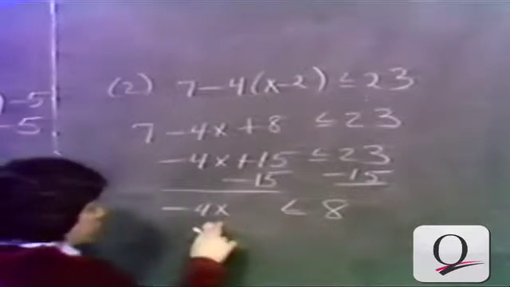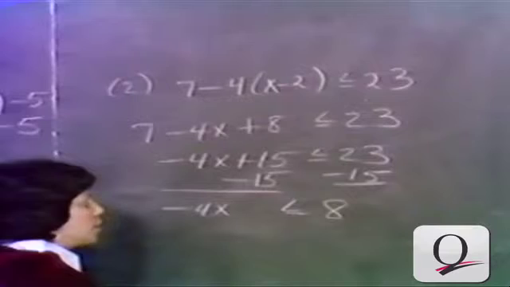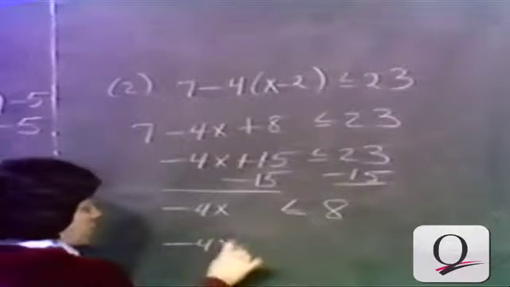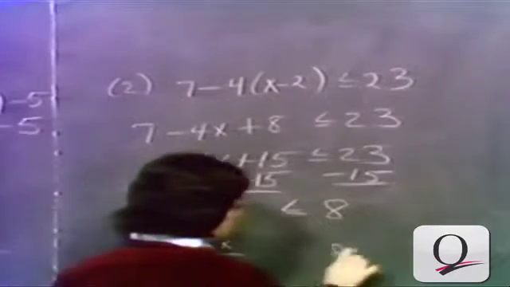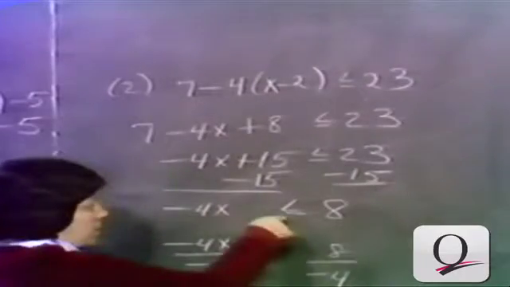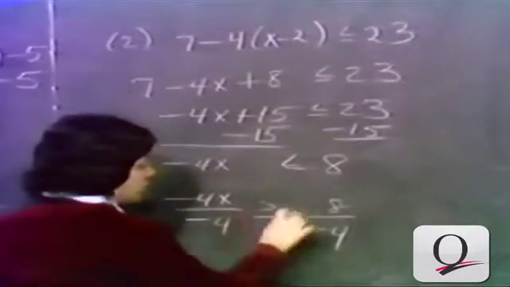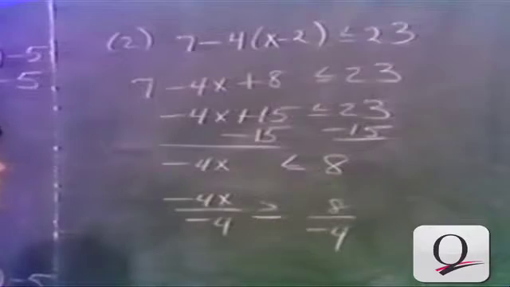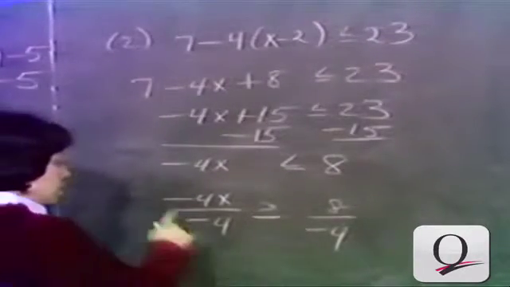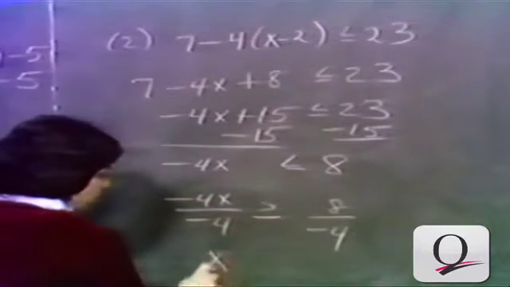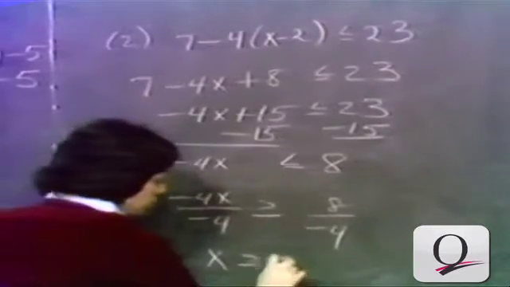And what we have to do in order to solve for x here is to divide by minus 4. So we would like to divide both sides by minus 4, but the direction less than or equal has to be reversed since we're dividing by a negative, and we turn it into greater than or equal. Now here, the minus 4's cancel, giving us x greater than or equal to minus 2.